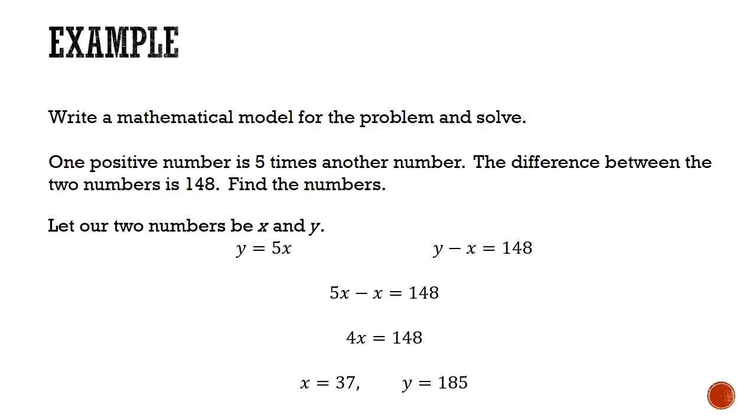Okay, we're going to let our two numbers be x and y. So y equals 5x. We also know the difference between them is 148. And since y is bigger, because you have to multiply x by 5 to get y, we're going to say y minus x equals 148. Now we're going to do a little substitution. Since y equals 5x, we'll replace y with 5x. 5x minus x is 4x. Divide to find x, and then don't forget to go back and find y.